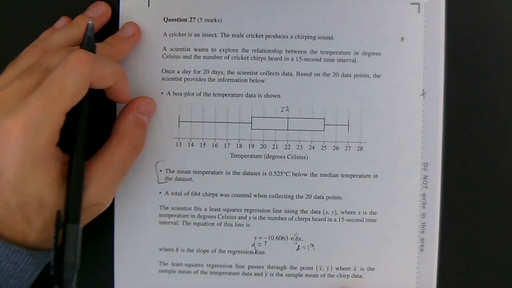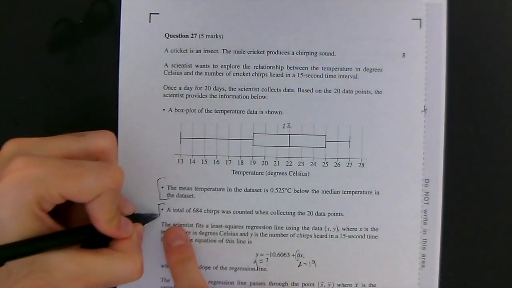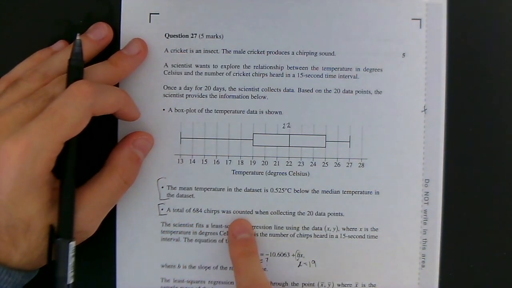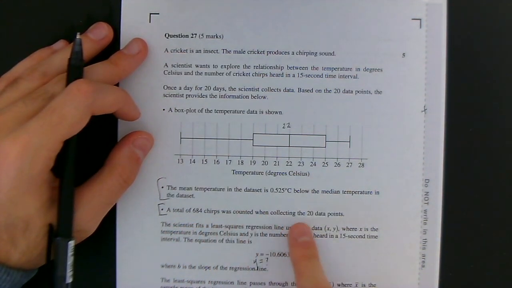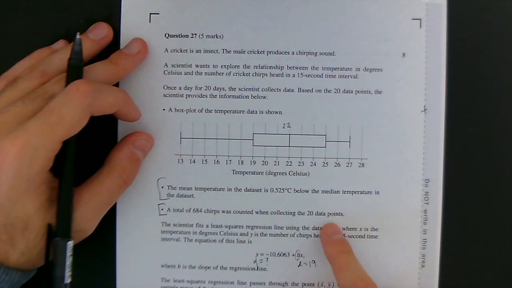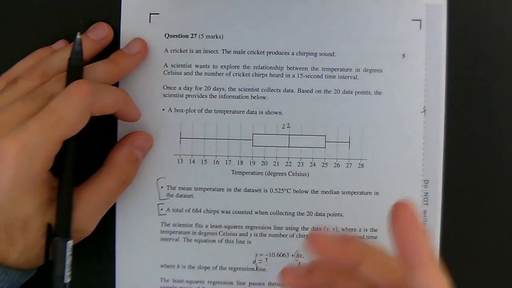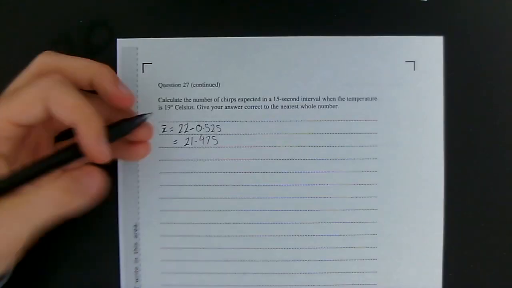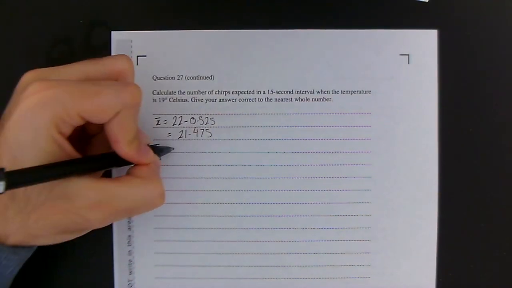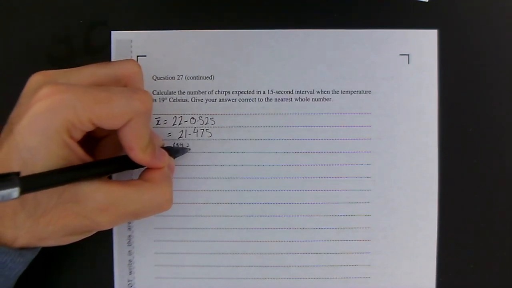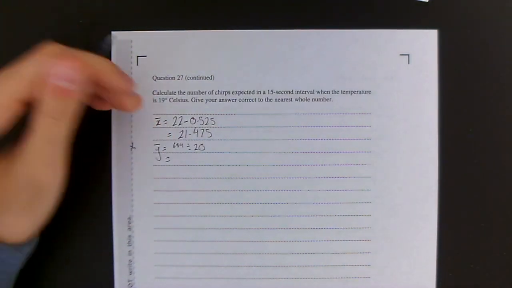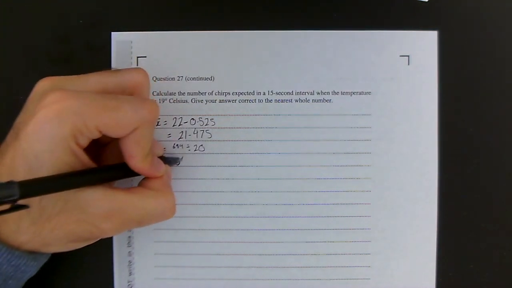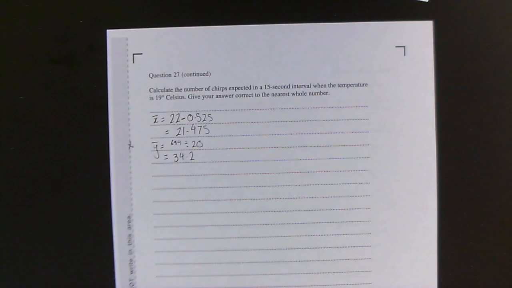Now, y bar, which is the sample mean of the chirp data. To figure that out, we're going to use this information here, which says the total of 684 chirps was counted when collecting the 20 data points. So if a total of 684 chirps are counted in 20 crickets, then the mean, or the average chirp per cricket, is 684 divided by 20, right? And then we just get 34.2, right?